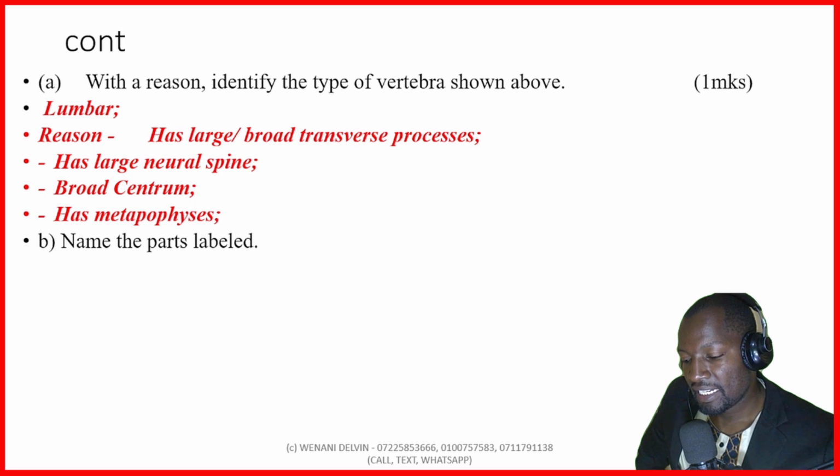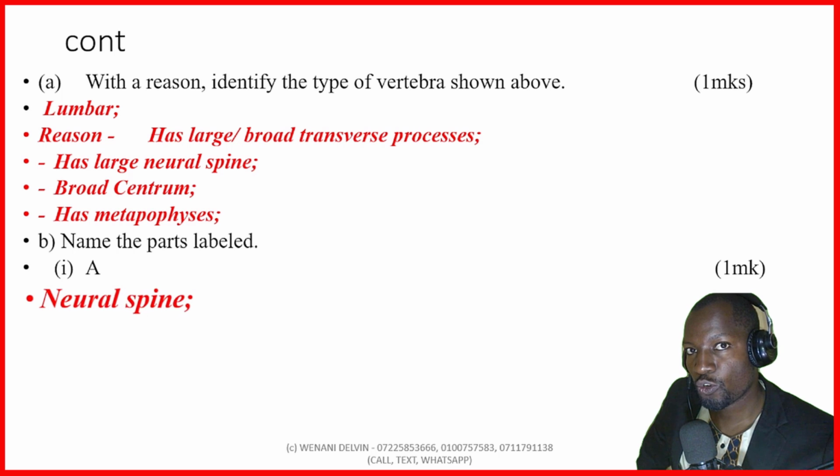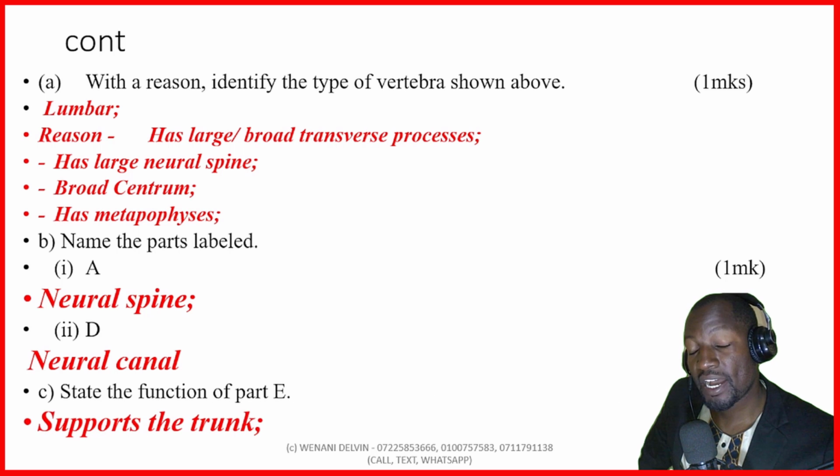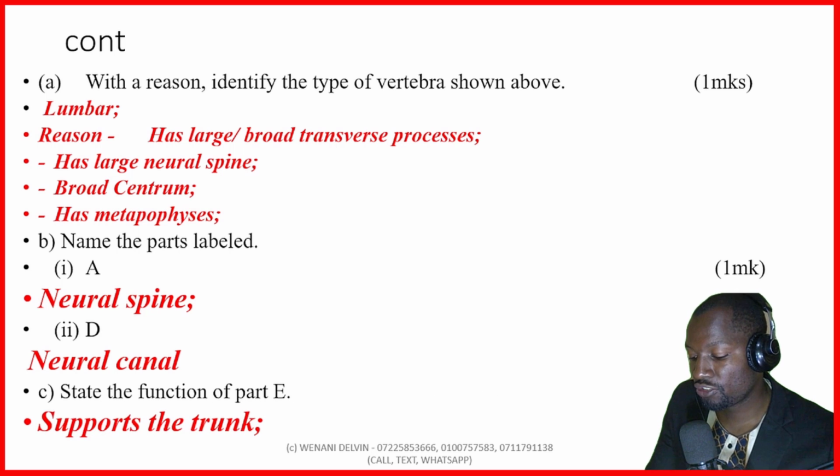Name the parts labeled A. That is a neural spine. D is a neural canal. State the function of part E. And that it supports the trunk.